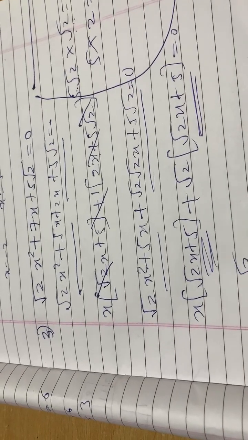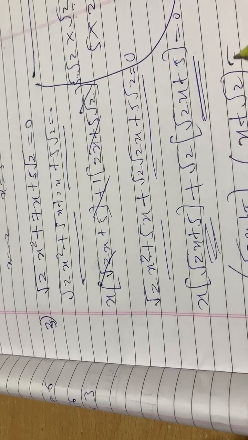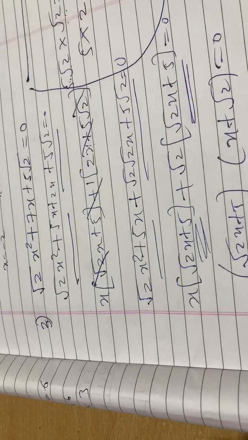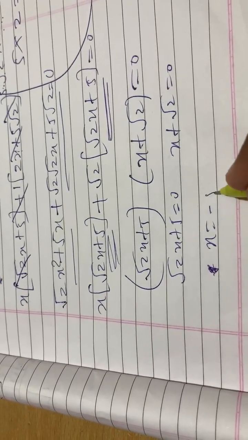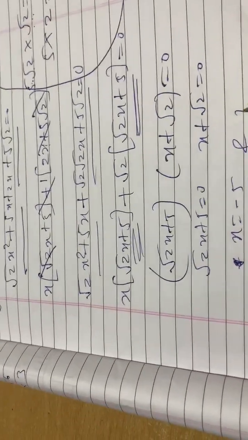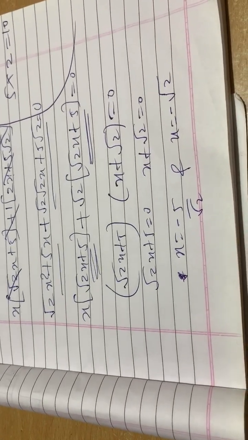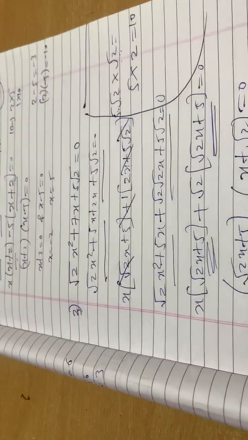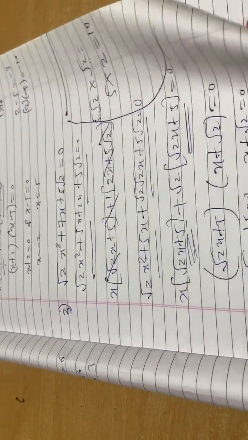Now I will write root 2x plus 5, and the second bracket is x plus root 2. So here root 2x plus 5 equal to 0 and x plus root 2 equal to 0. Can I write directly? I am writing directly x equal to minus 5 upon root 2 and x is equal to minus root 2. These are my two zeros. So this was the third question of this exercise. This was a little difficult. Make sure you practice it on your own.